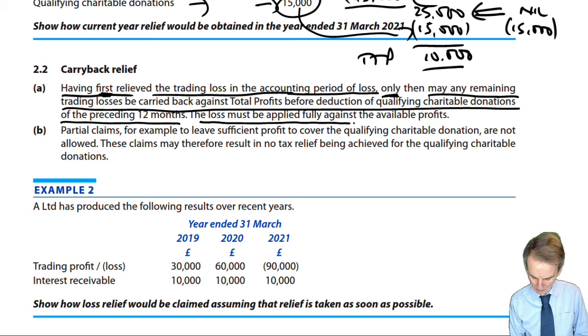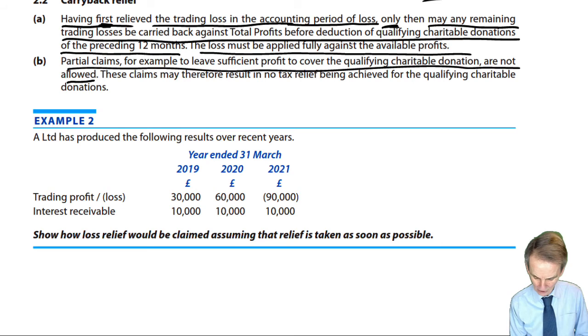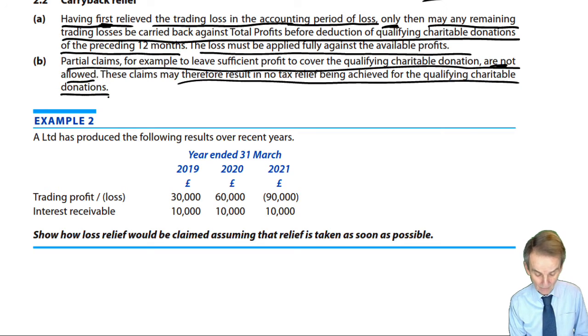The loss must be applied fully against the available profits. There are no partial claims allowed. Partial claims, for example, to leave sufficient profit to cover the qualifying charitable donations, are not allowed here. These claims may therefore result in no tax relief being achieved for those donations, the point that we made a moment ago.